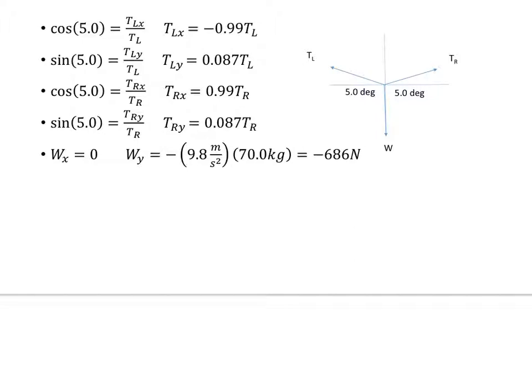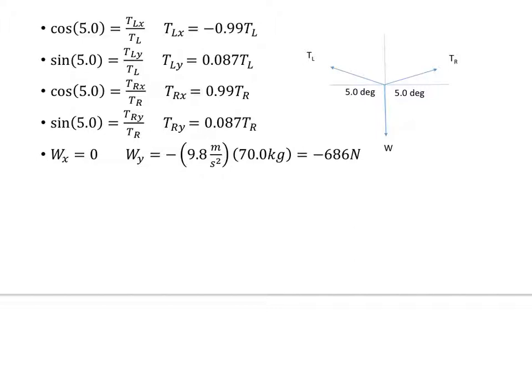Okay, now we do the y component of TL. This time it's going to be sine because the y component is opposite the 5-degree angle. So sine of 5 is equal to TLY divided by TL. This time TLY is 0.087 TL. And that one is positive because that y component is acting upward.